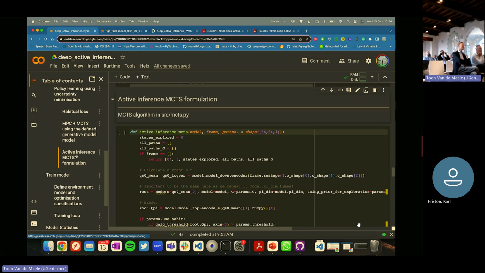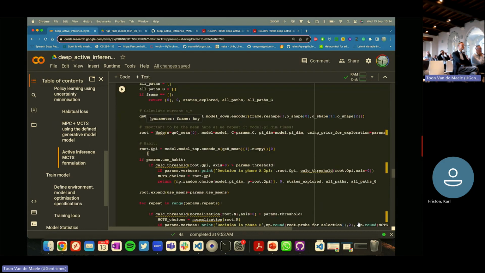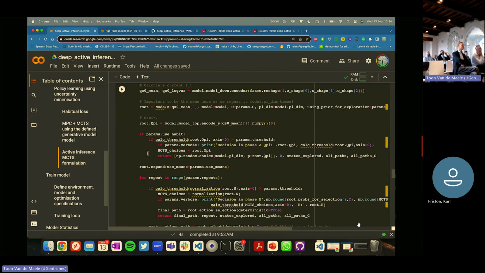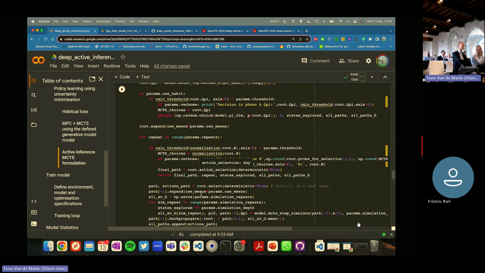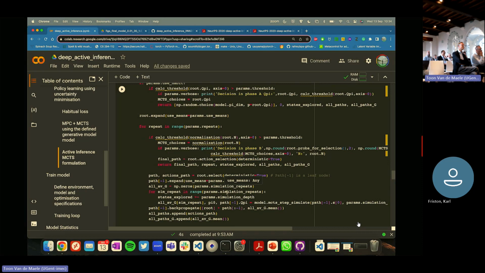So this is the active inference MCTS code. You can make it a little bit cleaner, but you can see we're alternating between using the habit depending on the thresholds you're setting, and we use an upper confidence bound threshold to calculate that. Then you're repeating your cycle for however broad your search would be. That's where the intensity in terms of the computations comes in.